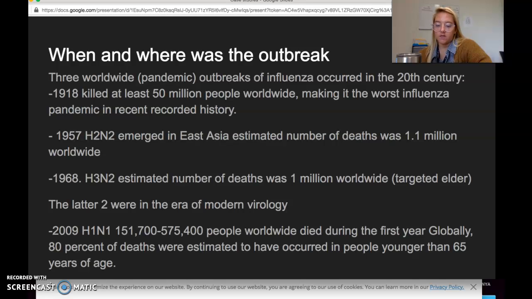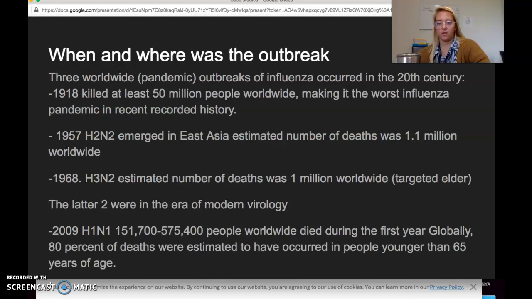Globally, 80% of the deaths were estimated to have occurred in people younger than 65 years of age. That's a big deal because for the most part, the flu had not targeted the young, but we saw more deaths in the elderly population than the younger population. So this was a big deal that the deaths were happening to younger people who are thought of as not safer, but better able to overcome the sickness.